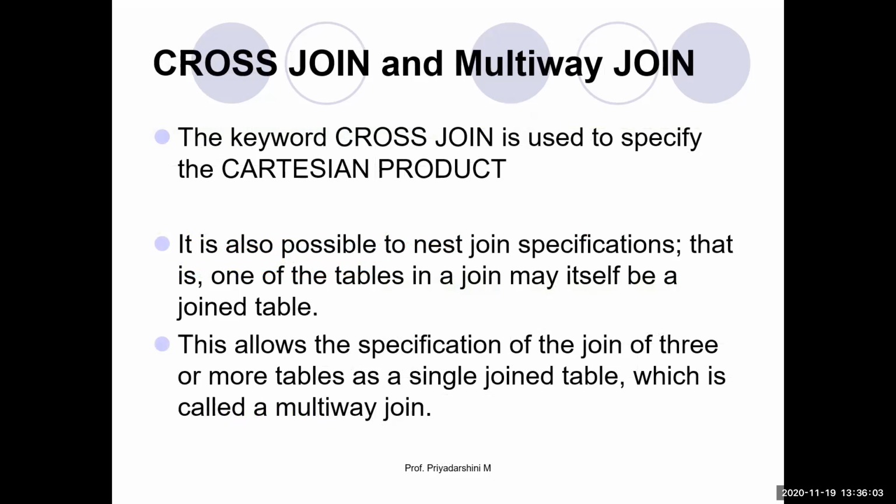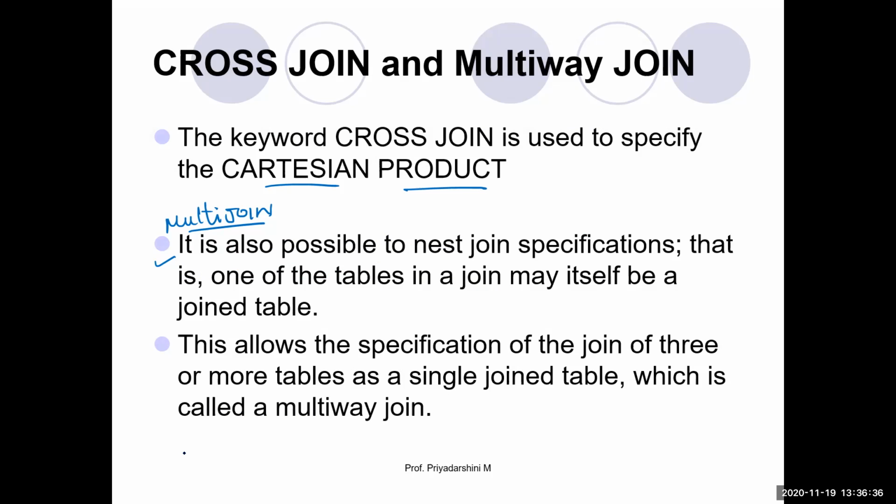Let's come back to the cross join and multi-join, the last topic. The cross join is nothing but, if I specify a cross join between the two tables, it takes up the Cartesian product. And I hope you already know Cartesian product. If you don't know, then we will take it up in the next sessions. The second point, it is also possible to nest join specifications. Now we are talking about the multi-join here.